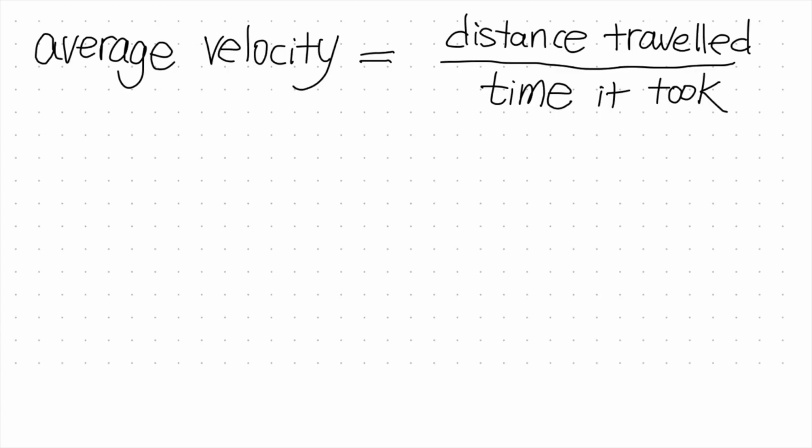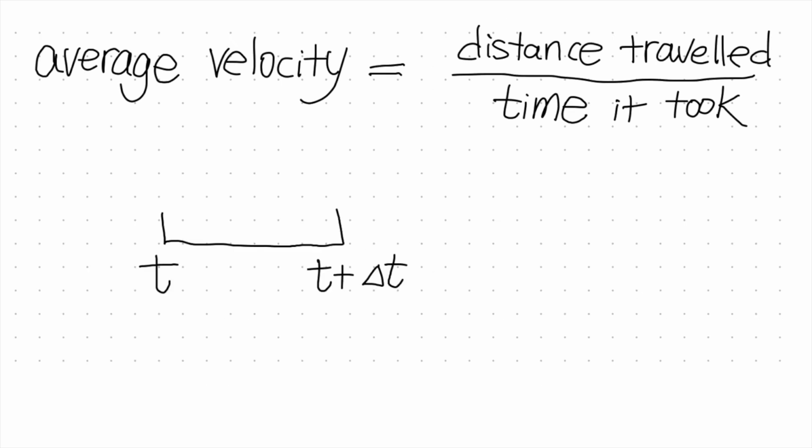The key here is to think of calculating the average velocity of the car, which is the distance the car traveled divided by the time it took. We want to know the average velocity of the car around time t, so we consider the time interval starting at t and ending at t plus delta t.